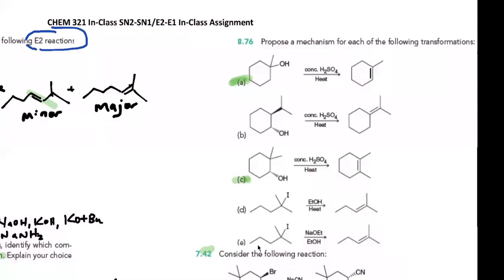So part A, 876A says propose a mechanism. So what do you think? What kind of reaction happened in A? Looking at the product.